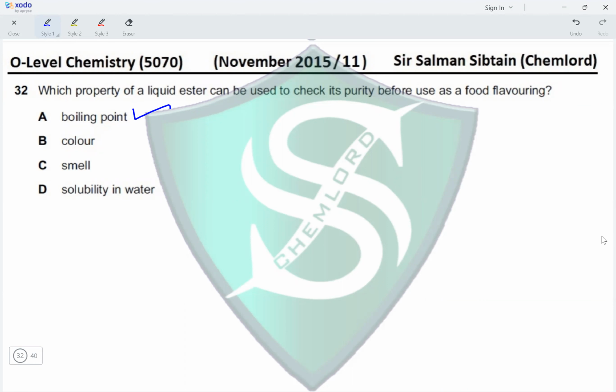Next, color. Color of esters may vary. Color is not an indicator for purity. Neither is smell. And solubility in water. Now, the solubility depends on the MR. The greater the MR of the ester, the less soluble it is. The lesser the MR of the ester, the more soluble it is. In this statement, I never once used the term of purity. So, solubility in water is not a marker for checking purity of a substance. Therefore, the correct option for this question is option A.